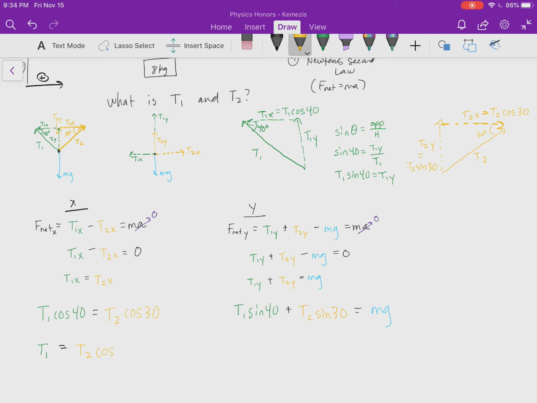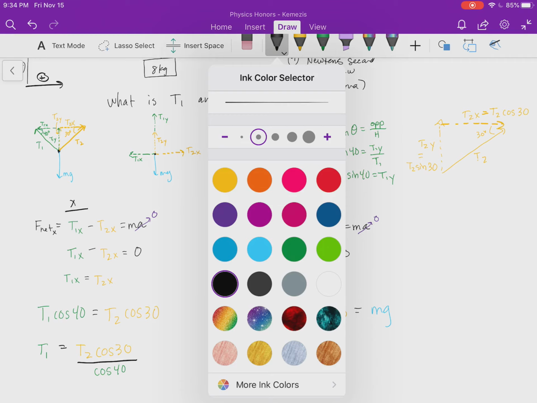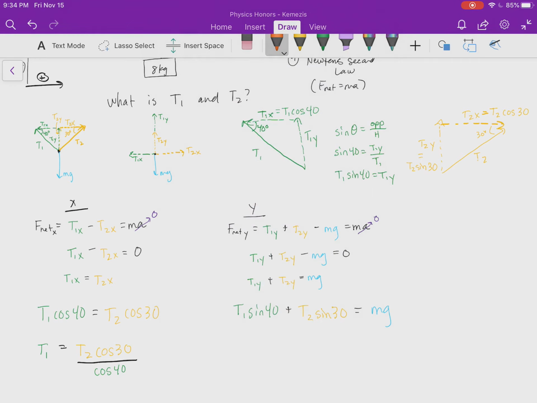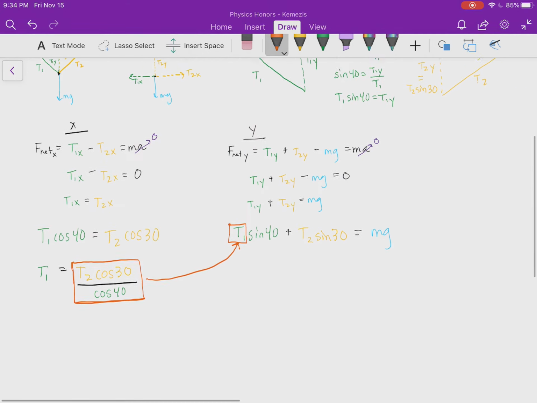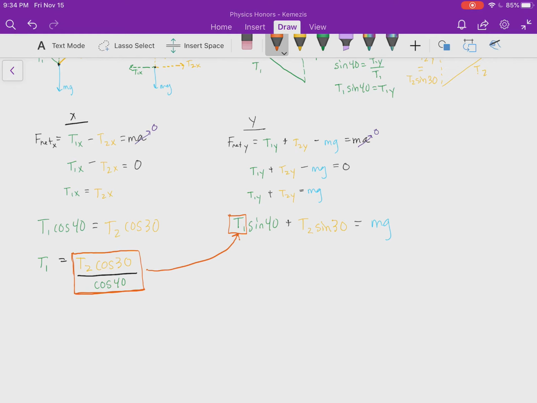So we have T2 cosine 30 divided by cosine of 40. Okay. So if we knew what T2 was, we would be able to solve for T1 based on this equation, but we don't. But we have another equation that relates T1 and T2. So what we can do is substitute, and take this part of the equation, and since that is equal to T1, I can plug it in for this.